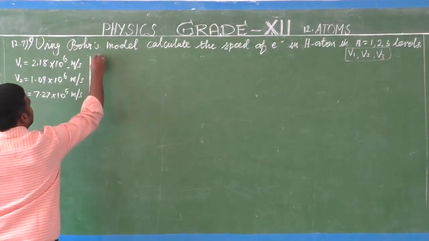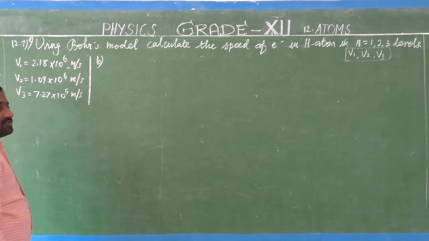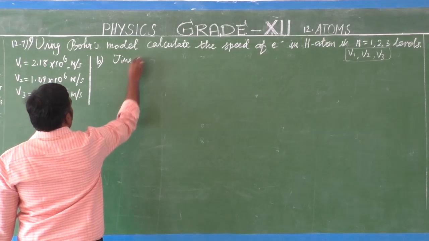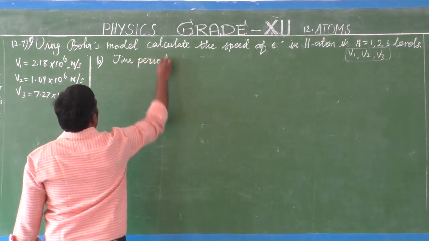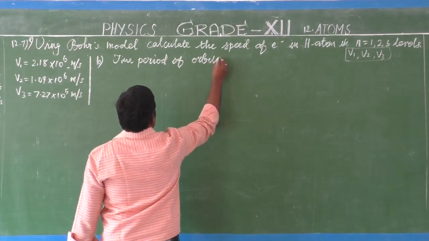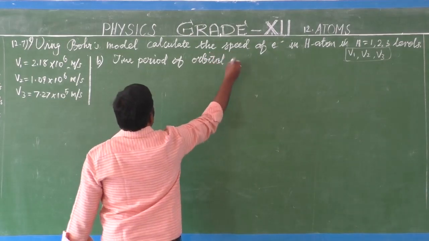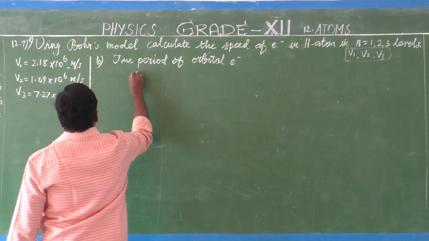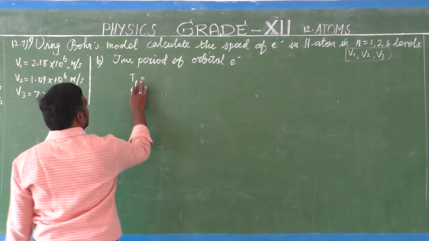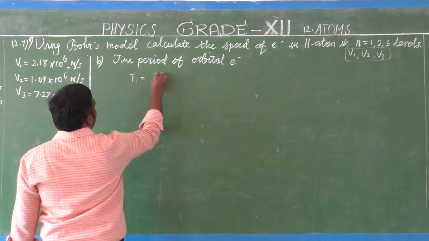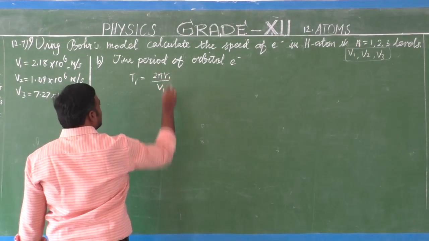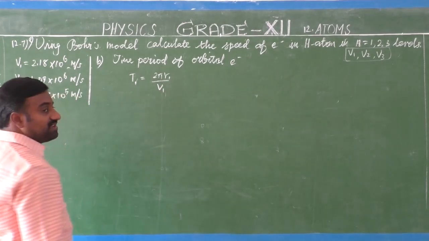So case B. The time period of the orbital electron in each case. So we know the time period and velocity relation. Time period is equal to, what is time period? 2 pi r by v, no? So for the first level, 2 pi r1 by v1.